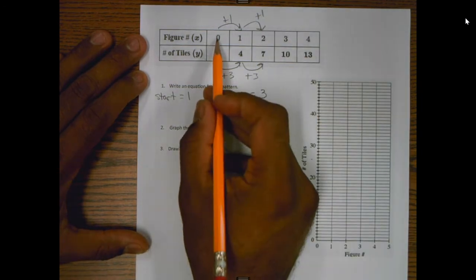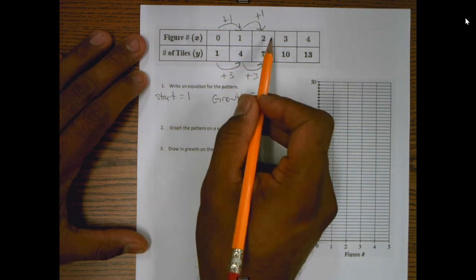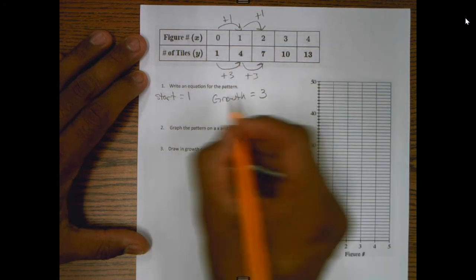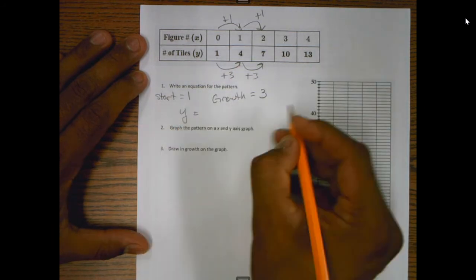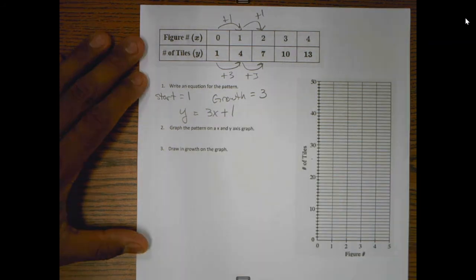Our 0 figure had 1 tile. Our first figure had 4 tiles, and so on. I know it's weird because we start counting from 0 and not from 1. So we're going to get y equals 3x, that's our growth, plus what we start with. So now let's graph this.